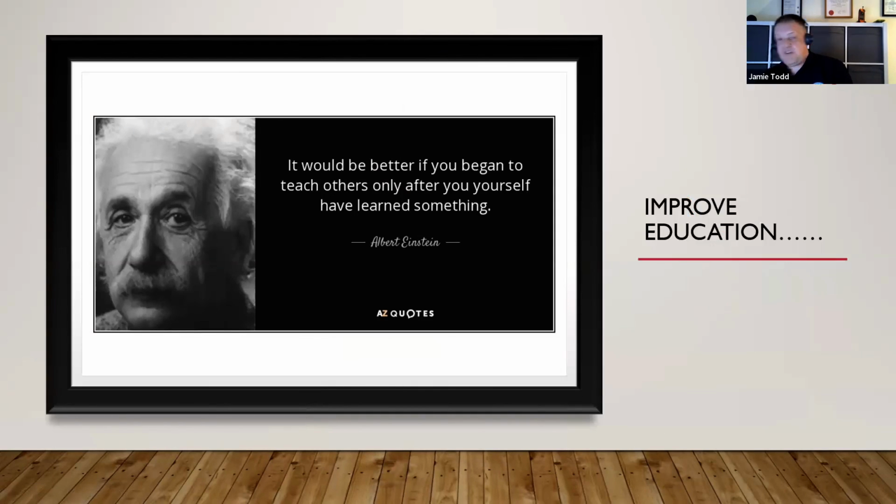And of course, we can improve education. I think this is a great quote from Albert Einstein: it would be better if you only began to teach others after you've learned something yourself. I think that's very, very true. We have a fast turnover workforce, and that's probably included in education as well. And we have some excellent educators, and they're very well-meaning.